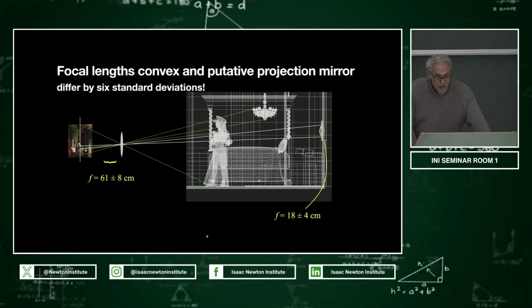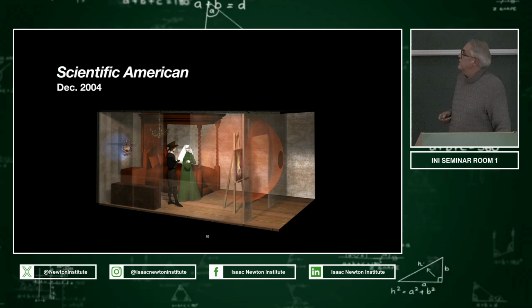And here from my Scientific American article is a way to visualize how that mirror could not have been used as a projection mirror. Here's the sphere that has the proper radius for that 61 centimeters. That radius of curvature would be twice that. Here would be a putative projection mirror drawn large just so we can see it. And here's the sphere for the back. Simply, positively could not have been done.